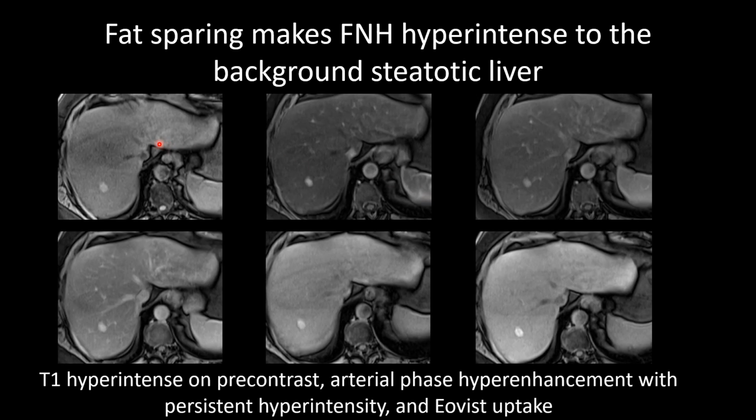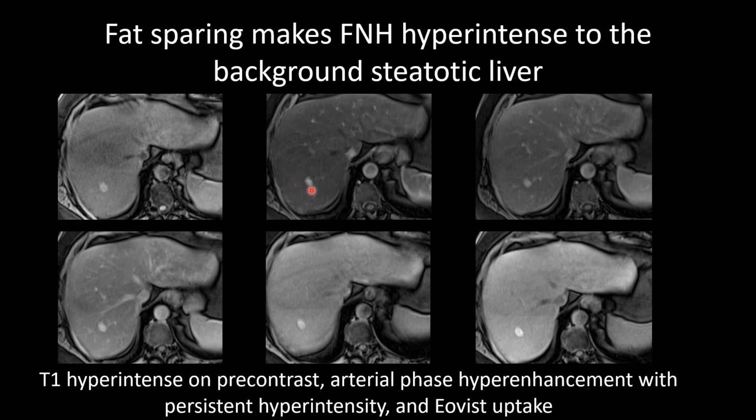When we look at its enhancement pattern, first we have our pre-contrast T1 spoiled gradient recalled echo imaging here. And we can see because it's in the opposed phase and there's fat saturation, the liver signal intensity is low and the focal nodular hyperplasia remains high. So it's hyperintense relative to the abnormal steatotic liver.